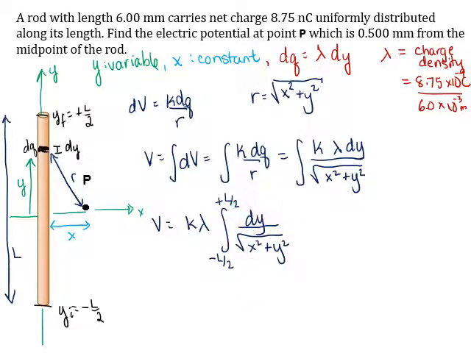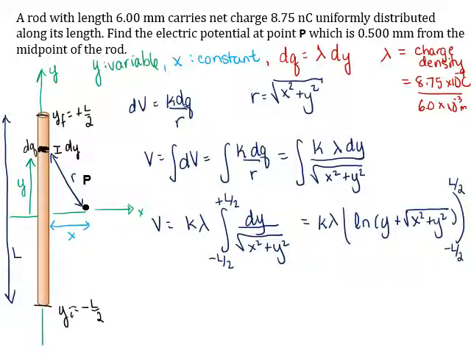You can do this by hand if you wish, or you can look up the result in a book. I shall choose to look it up in a book. And the answer is natural log of y plus the square root of y squared... oops, I meant to say x squared. I want it to match what I had before. Of x squared plus y squared. And then that has to be evaluated at the limits of L over 2 and minus L over 2. Okay, so let's get going on those limits.